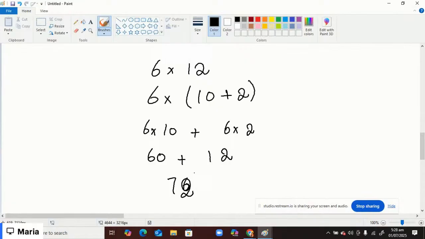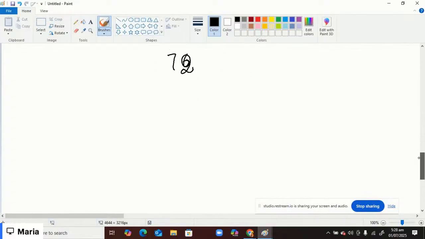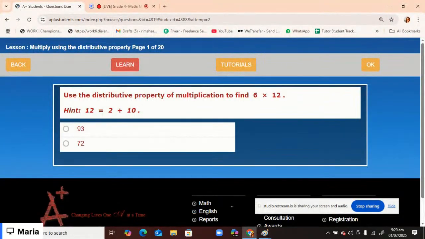Okay, 12 is basically split into 10 plus 2. And now 6 is multiplied first with the 10, then 6 is multiplied with the 2. Now separately multiplying and then just adding it up. When we add it up, it becomes 72 combined. Okay, now let's discuss the next. If I'm going to write it, what is the answer? It's 72.